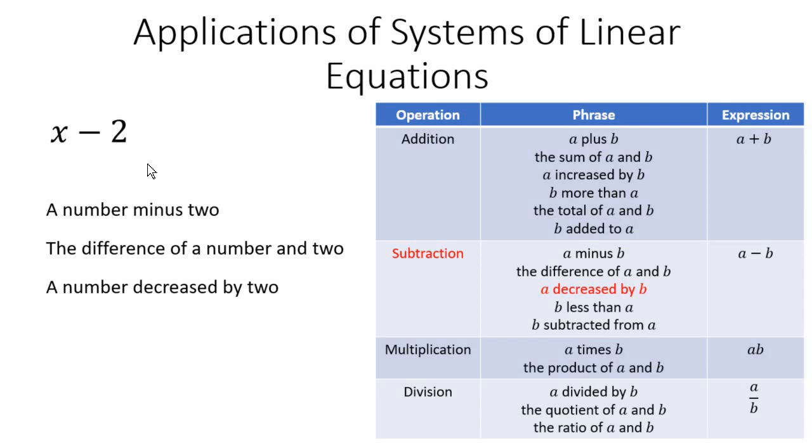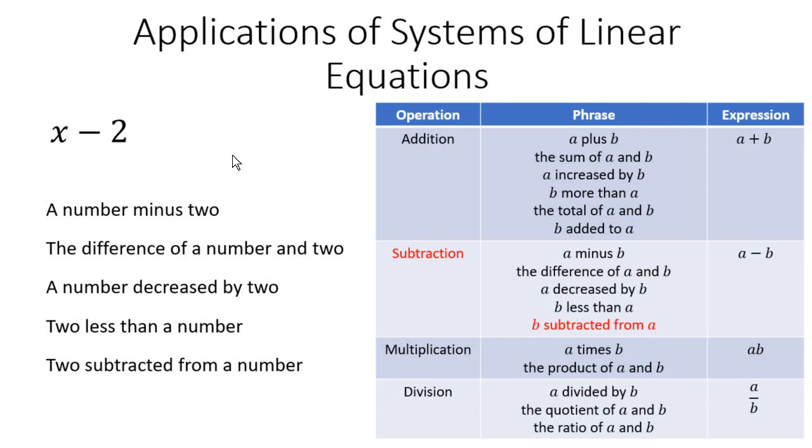And here's the one that's tricky once again. B less than A, or 2 less than a number, is not 2 minus x, it's x minus 2. So be careful if you see 2 less than a number as a phrase that needs to be translated into an expression. 2 less than a number is actually represented as x minus 2. All right, and then we have also 2 subtracted from a number. 2 subtracted from a number is also translated as x minus 2. So all those are phrases that represent x minus 2.